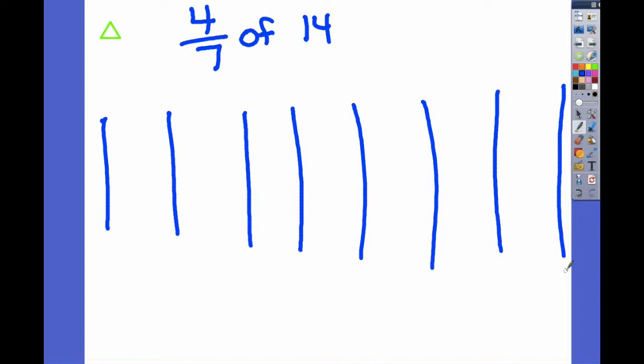14. Then what do I do? You have to put 2 in each box. How do you know to put 2 in each box? Because 2 times 7 is 14.